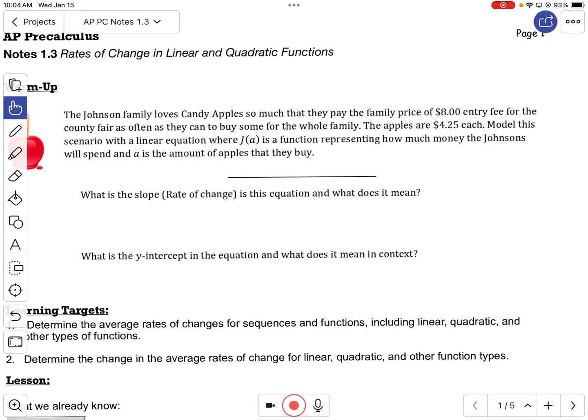All right, so let's look in here. Today we're going to talk about rates of change in linear and quadratic functions. Again, there should be some things that look familiar, but we're going to approach it in a little different way than you've seen before. Coming up on our first quiz on Friday. This is the last piece of information that'll be on the quiz that you'll take on Friday.